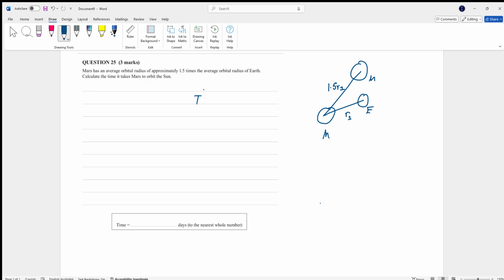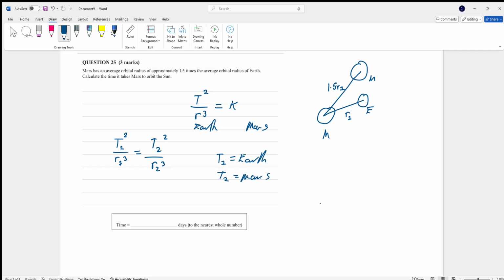If you have two objects orbiting the same body, the period squared divided by the distance between it and the orbiting body cubed will be equal to a constant. So we can equate this for Earth equaling Mars as 1. So here we can have T1 squared over R1 cubed equals T2 squared over R2 cubed. In this situation, we can say T1 is Earth, and T2 is Mars.